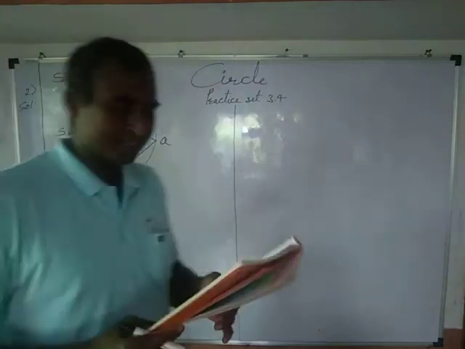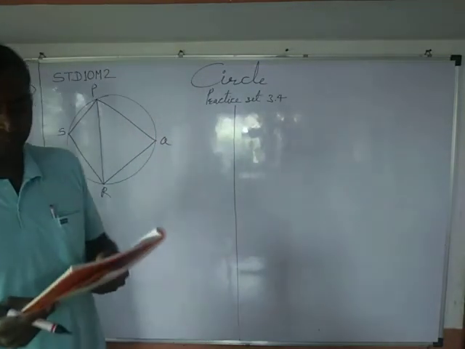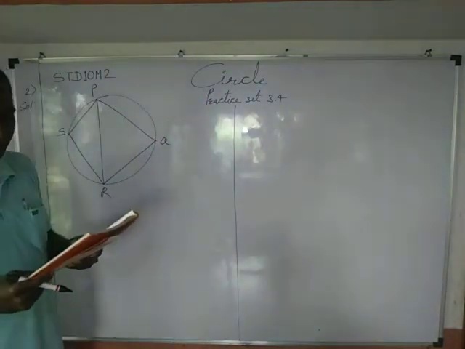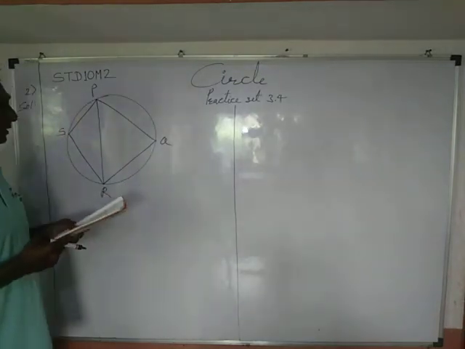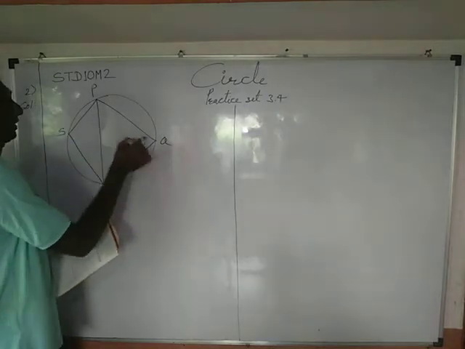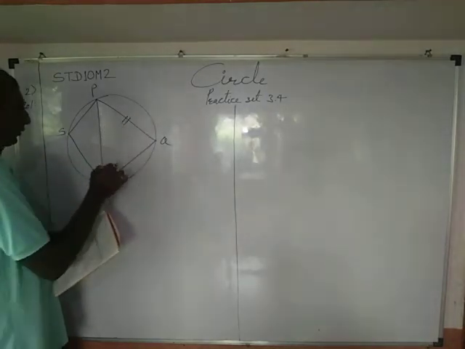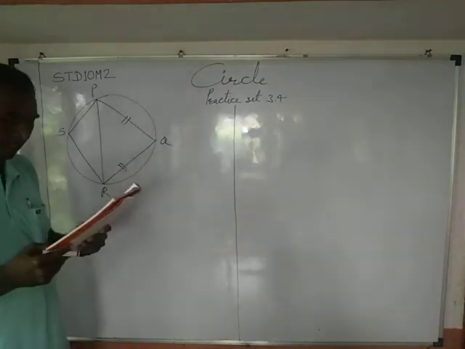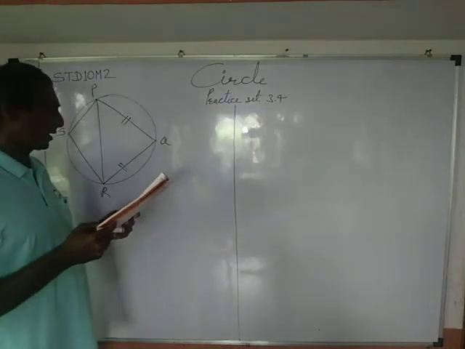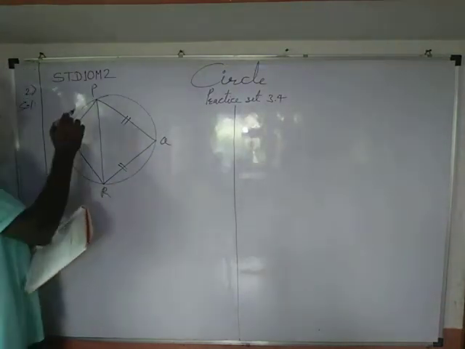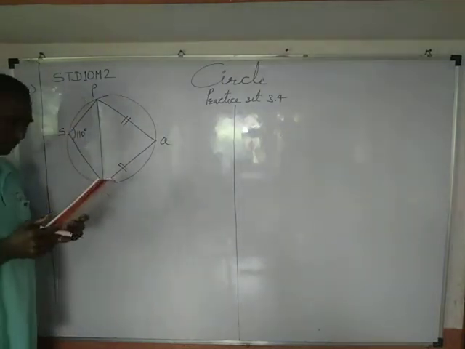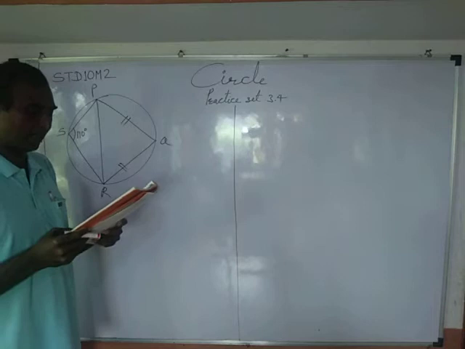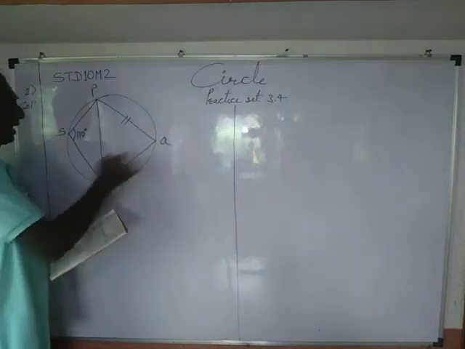Now let's see question second. In the figure, quadrilateral PQRS is cyclic. Side PQ is congruent to side RQ. Angle PSR equals 110 degrees. Find the measure of angle PQR.